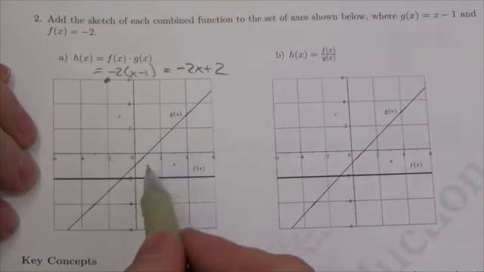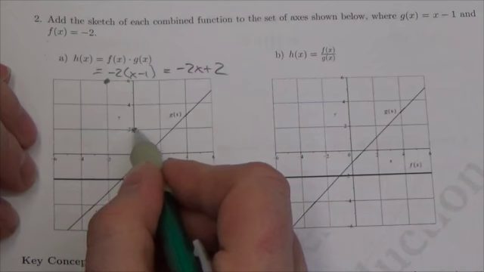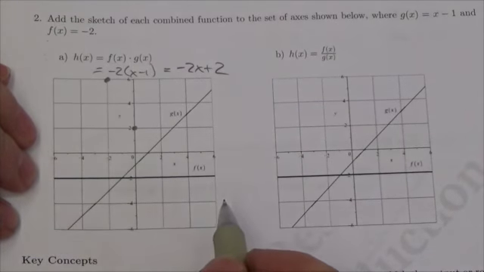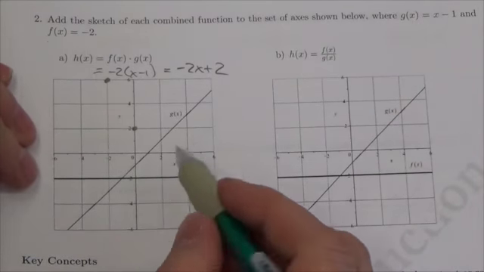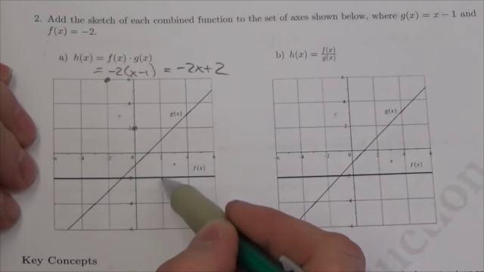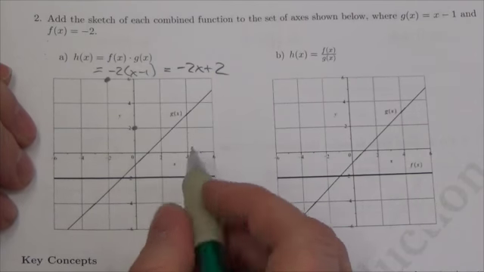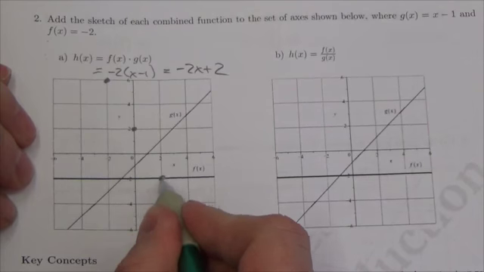When x is equal to 0, again, f of x is negative 2. G of x here is going to be negative 1, so the product of those two is going to be 2. I'll go a little bit further over here. When x is equal to 2, f of x is negative 2 as always. G is going to be positive 1, and so the product of those two would be negative 2, which would put it right down there.